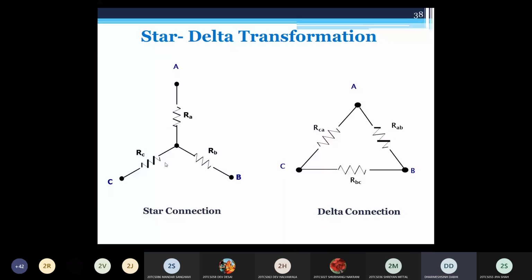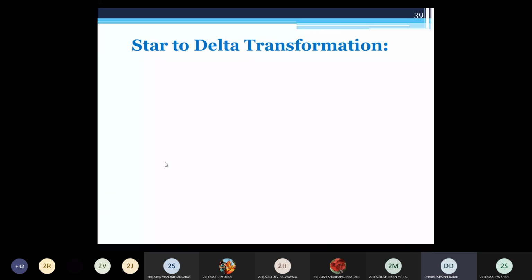First we see the star to delta transformation, means how to convert your star connected circuit into delta connected circuit. And then after we see the delta to star transformation, means how to convert the delta connected circuit into star connected circuit. Why do we use it? To reduce the circuit. Clear? We use this type of transformation to reduce the circuit to get the answer more quickly with less complex calculation. So let's see how to convert this star connected circuit into delta connected circuit.